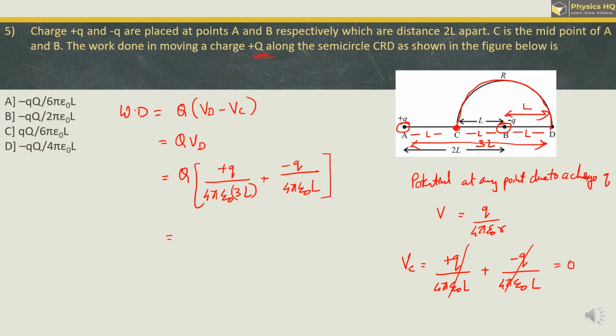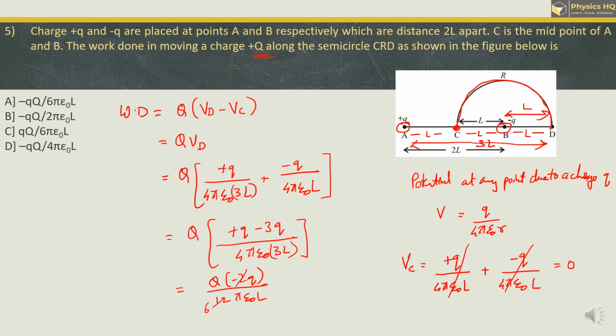Let us take the LCM over here. What we'll have is Q plus Q and minus 3Q, so that the denominators are the same. We will have in the denominator 4 pi epsilon naught 3L. This will give us q into minus 2Q divided by 12 pi epsilon naught L, and this 2 and this 2 will cancel out, and finally the work done is given by minus small q capital Q divided by 6 pi epsilon naught L. So the correct option is option A.